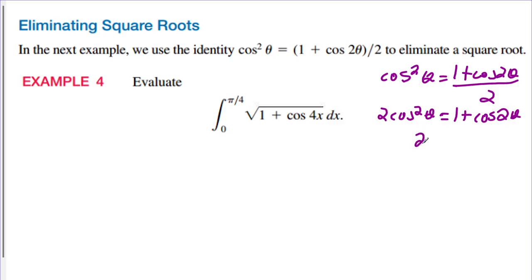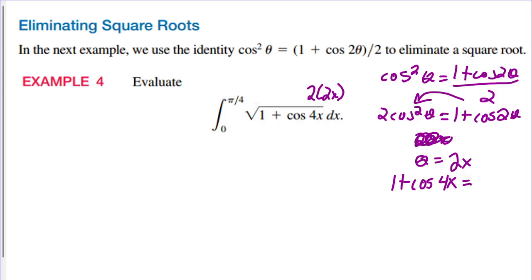Our 2 theta then has to be equal to, to make this work out correctly and match, we need basically a 2 times a 2x here. So our 2 theta is going to equal, let me back that up. Our theta is going to equal 2x to make it work out correctly. Therefore, our 1 plus cosine of 4x, we're going to turn that into our identity, basically go in this direction, 2 times cosine squared of 2x.